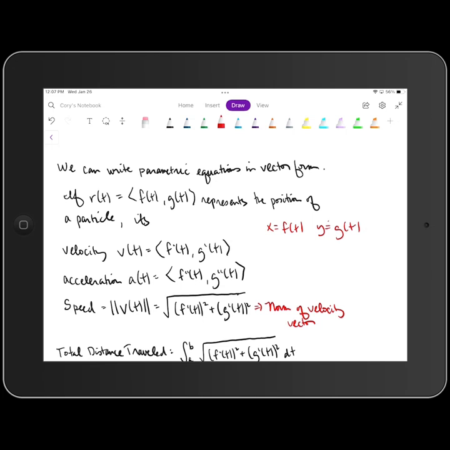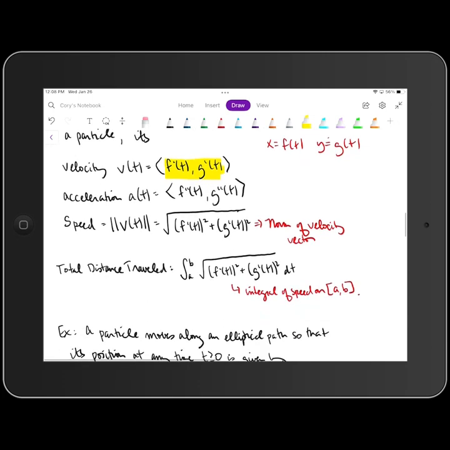Another common thing that you're asked to calculate is the speed of a particle at a certain time. Speed is just the norm, or the magnitude, of the velocity vector. So if we want to get the norm of the velocity vector, that's going to be the square root of the first component, f prime of t, squared, plus the second component, g prime of t, and we're going to square that as well.